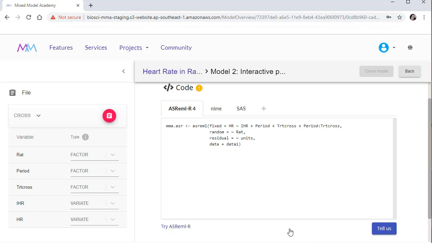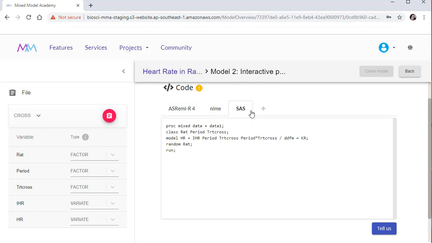MMA's code generator makes fitting mixed models easy. It provides you with syntax for ASReml R4, R's NLME package, and SAS.